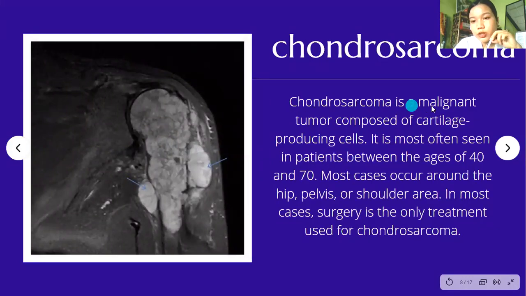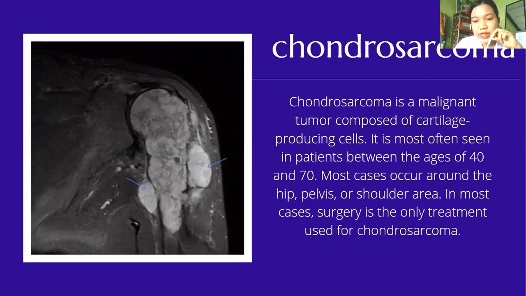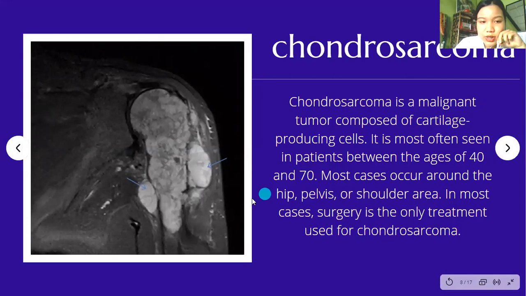Chondrosarcoma. Chondrosarcoma is a malignant tumor composed of cartilage-producing cells. It is most often seen in patients between the ages of 40 and 70. Most cases occur around the hip, pelvis, or shoulder area. In most cases, surgery is the only treatment used for chondrosarcoma. So here we can see the picture of the bone with chondrosarcoma.